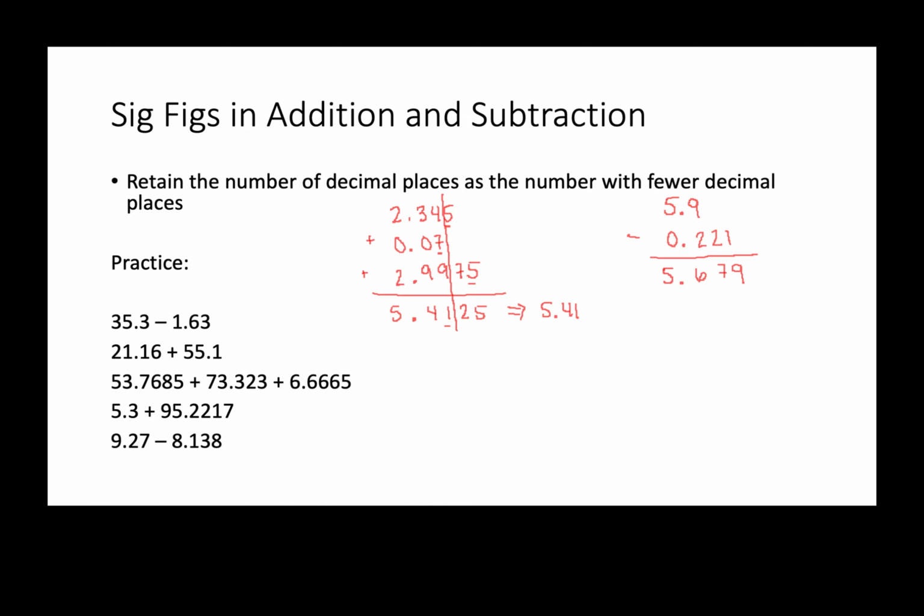In this case, this first number has the fewest spaces past the decimal. It only has 1 place past the decimal. The other number has 3. So we're going to round to 1 place past the decimal point. So that's going to be to this value here. But notice that in this case, the number to the right is a 7, which means we have to round up. So that means that our final answer is going to be 5.7.